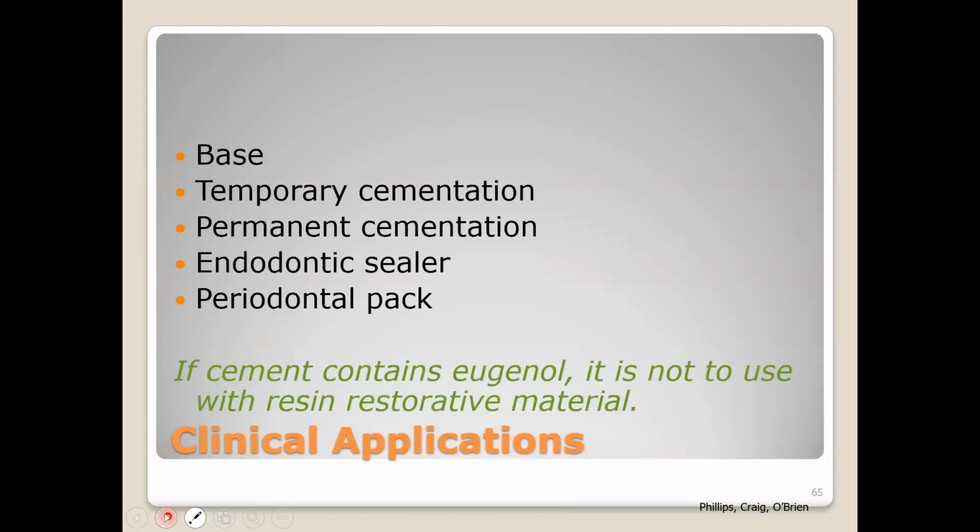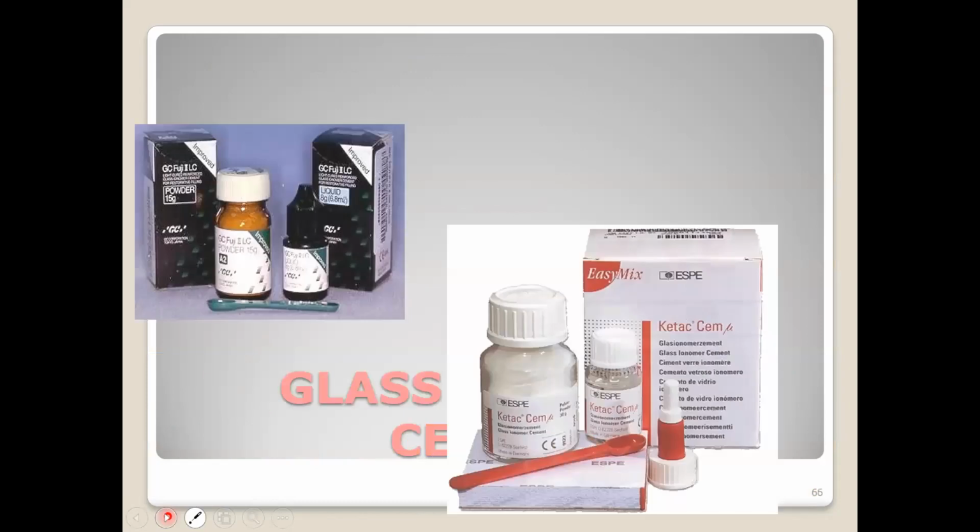So what are the uses? As base, temporary and permanent cementation, endodontic sealer, and as a periodontal pack. So these are the uses of zinc oxide eugenol cements. Glass ionomer cement will be taken in detail in the next part of the lecture.